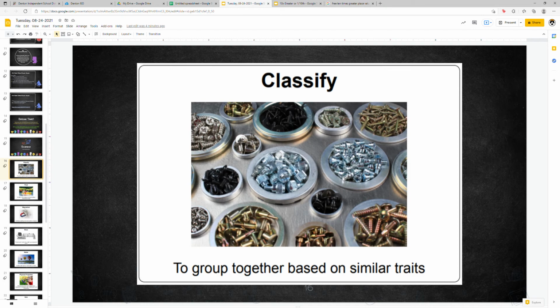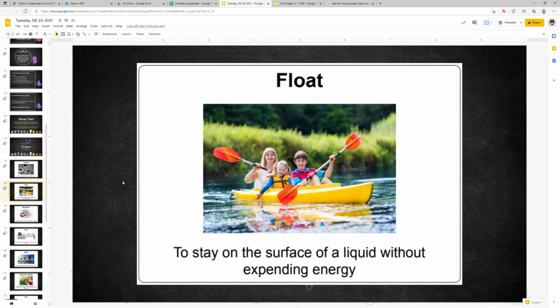When we are talking about classifying matter, we are talking about grouping things together based on similar traits, just like in that picture. This one's pretty easy. Float. If something floats, it stays on the surface of a liquid without expending any energy.